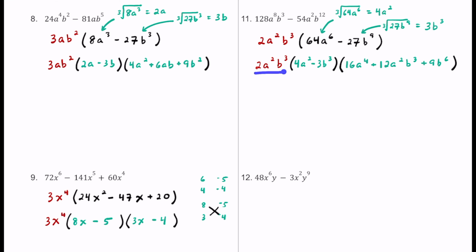This monomial in front can't be factored. This is a difference, but not a difference of cubes or squares, so it can't be factored anymore. And this trinomial is also relatively prime. There are no common factors and nothing that can be factored out here.